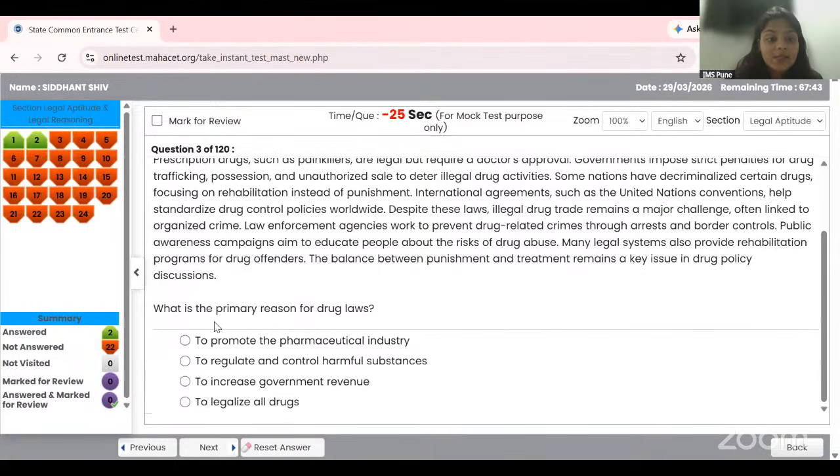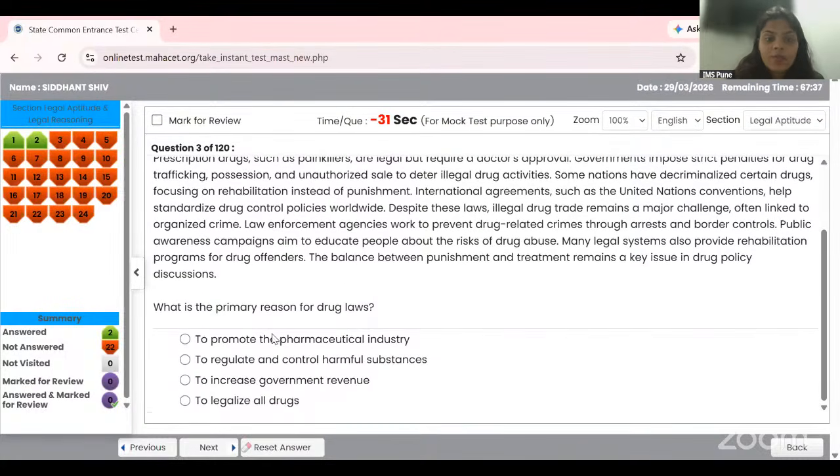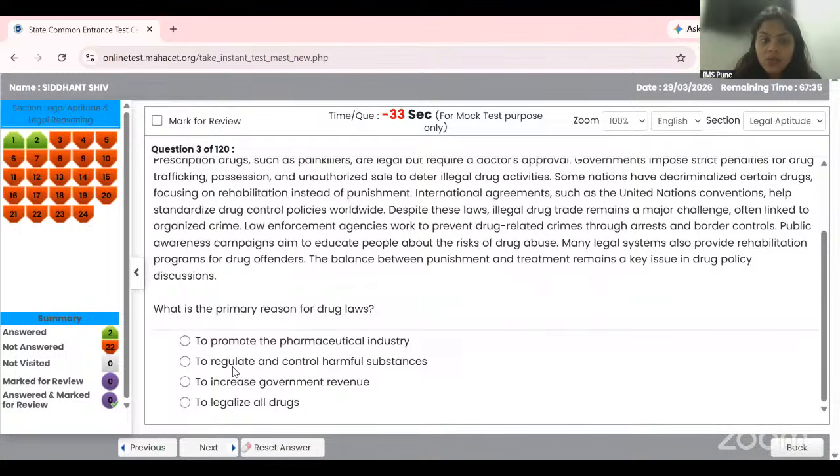Next is, what is the primary reason for the drug laws? So why do we need drug laws in place? First, to promote pharmaceutical industries. Second, to regulate and control harmful substances. Third, to increase government revenue. And fourth, to legalize all drugs.